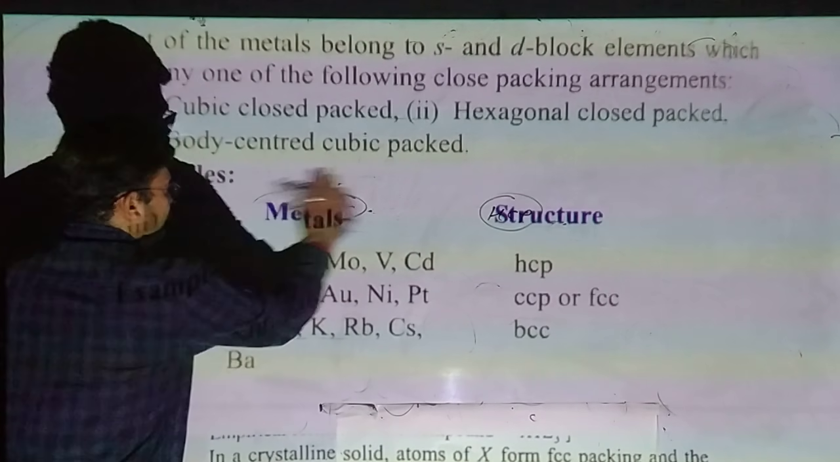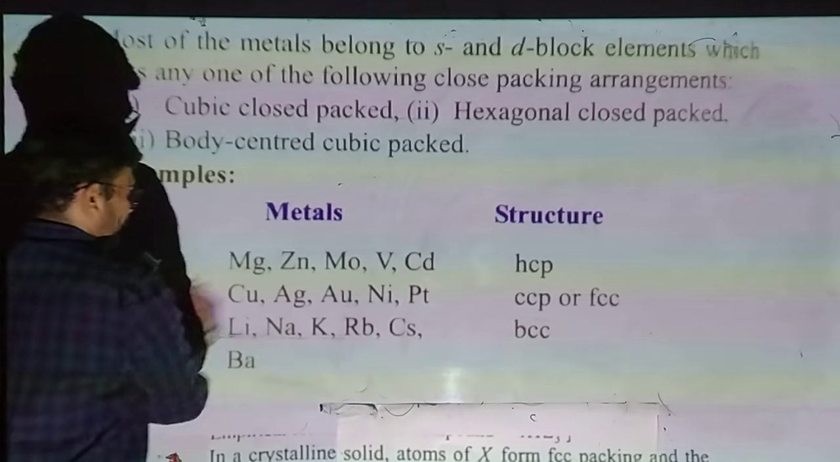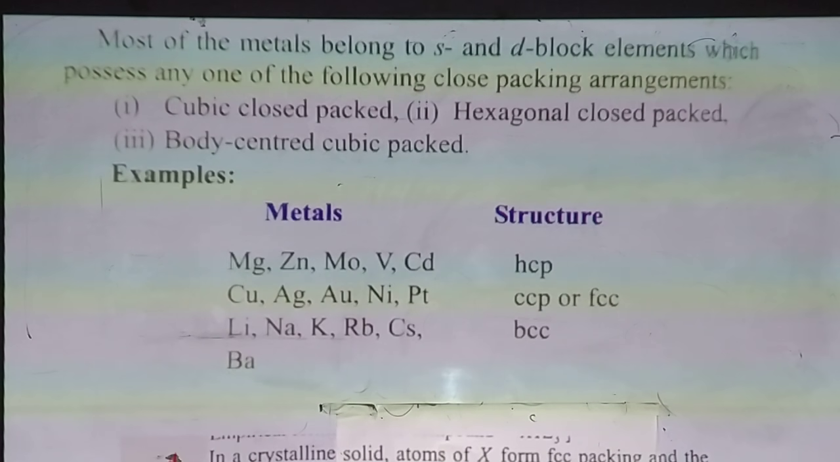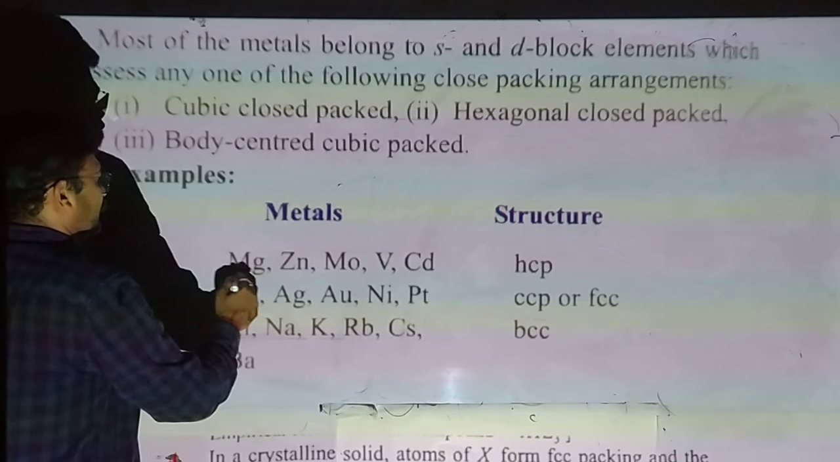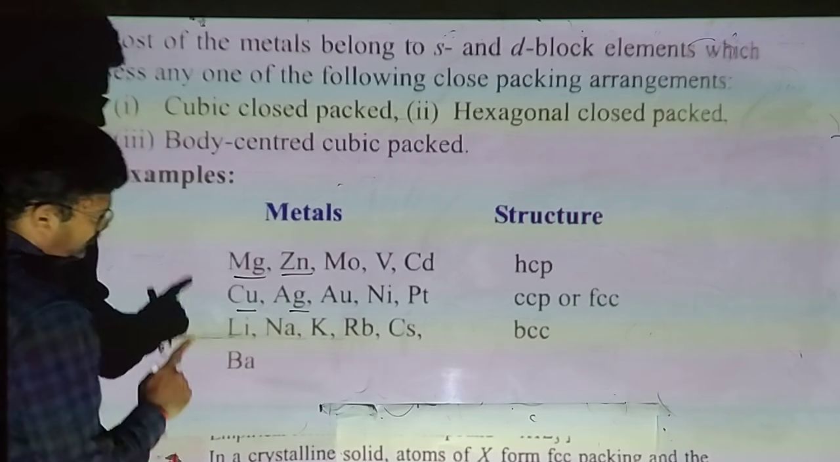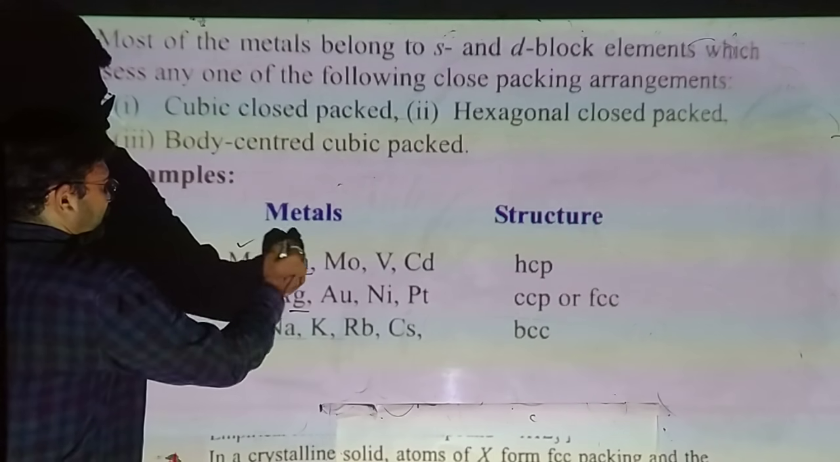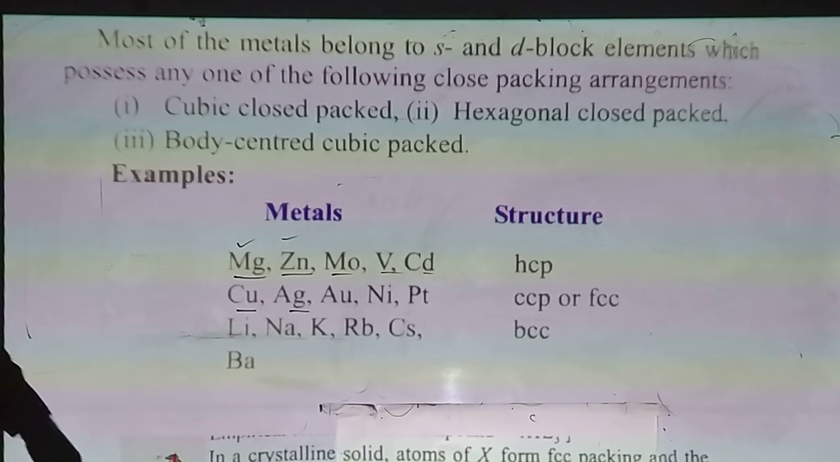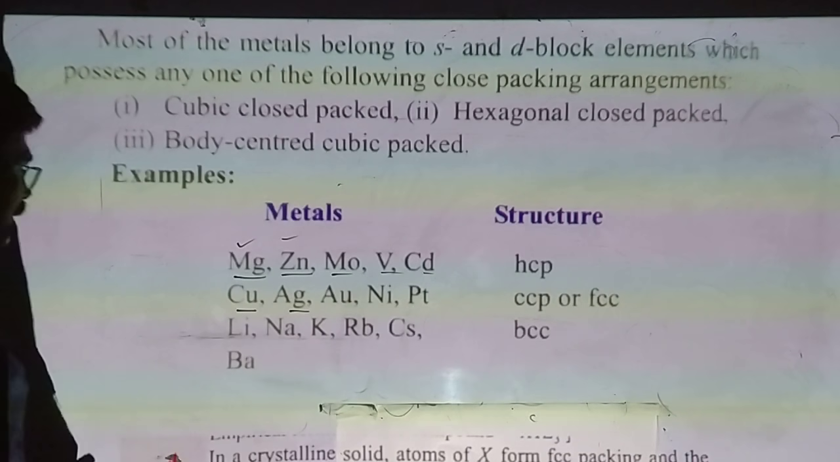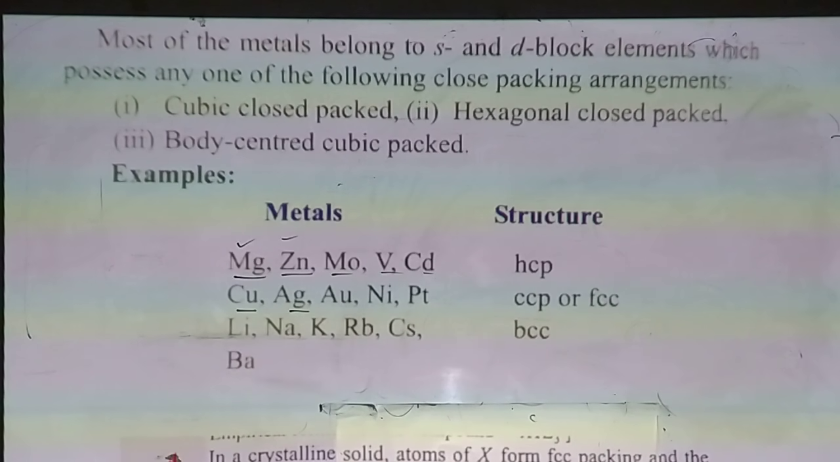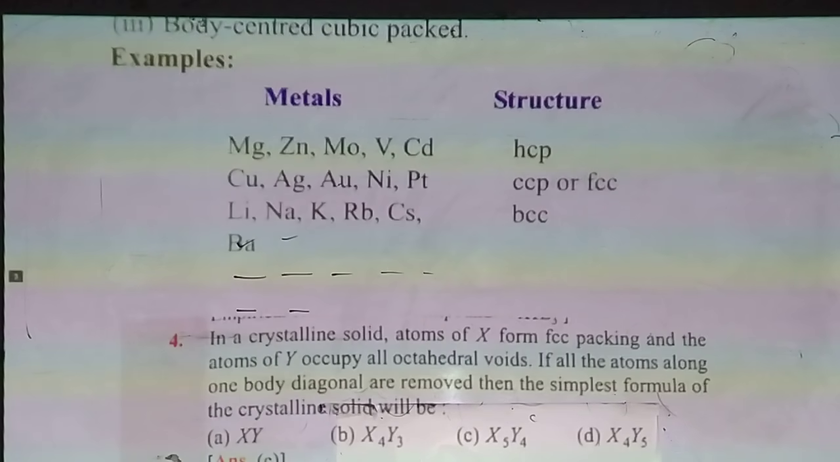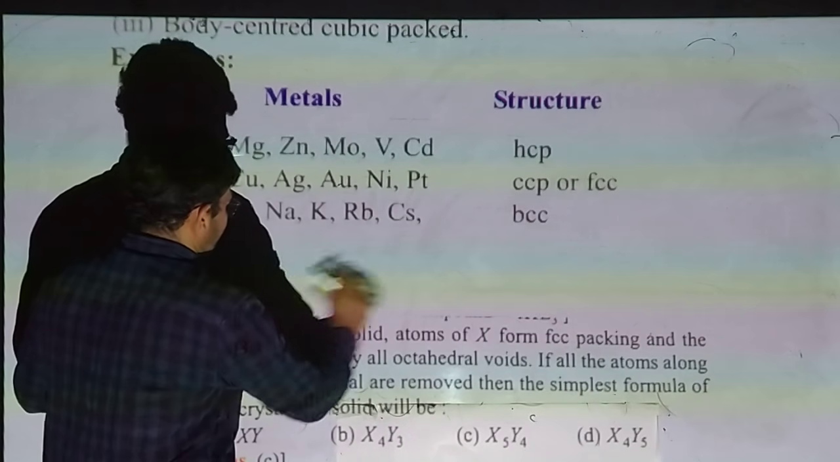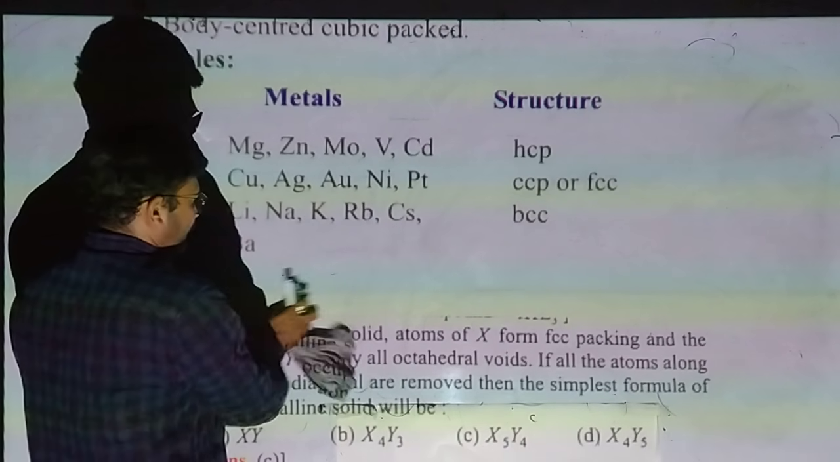Now you can see which metal has which structure. This one is given in our book, only 4 are given. Magnesium, zinc, molybdenum, vanadium and cadmium are hexagonal close pack, whereas copper, silver, iron, nickel and platinum are CCP or FCC structure, whereas lithium, sodium, potassium, rubidium, cesium and barium are BCC.